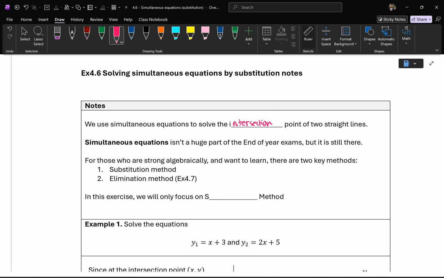There are only 2 methods that you would have learnt previously. It's the substitution method, which arguably is the easiest way to understand it. The elimination method, for those who are strong with their algebra, is the fastest way to do it. In this exercise, we will only focus on substitution because it's the easiest way to explain it. So I'm going to show substitution. If you can do substitution, fantastic. If you can't, it's okay. We're going to have to do it like guessing-wise.